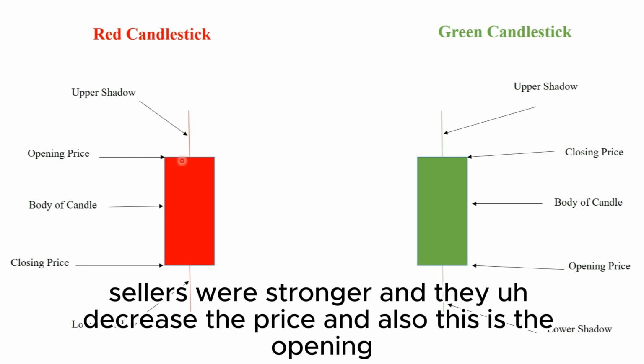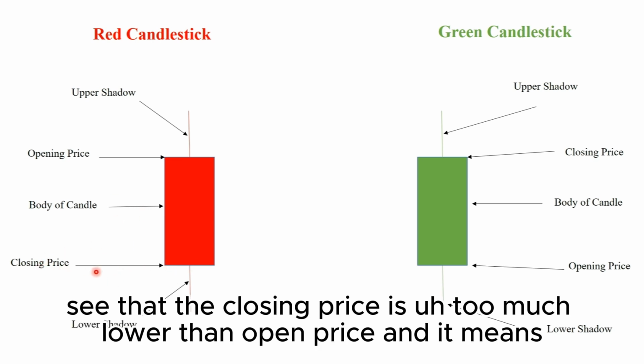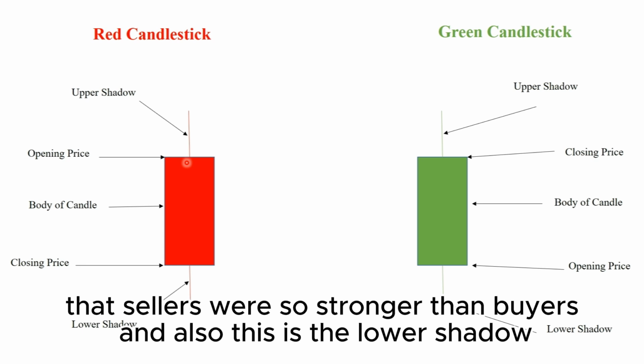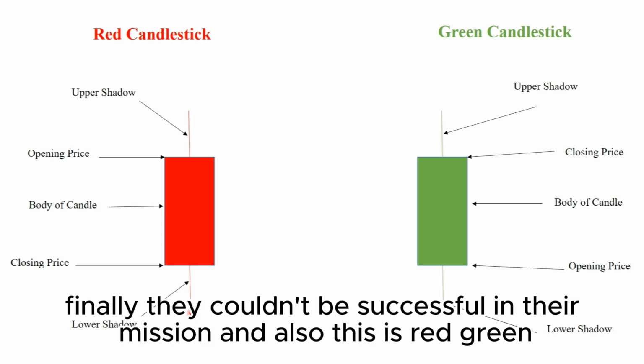And also, this is the opening price of the red candlestick, and this is the closing price of the red candlestick, and you can see that the closing price is much lower than the open price, and it means that sellers were much stronger than buyers. And also, this is the lower shadow, and it means that sellers wanted to decrease the price to this level, but finally they couldn't be successful in their mission.